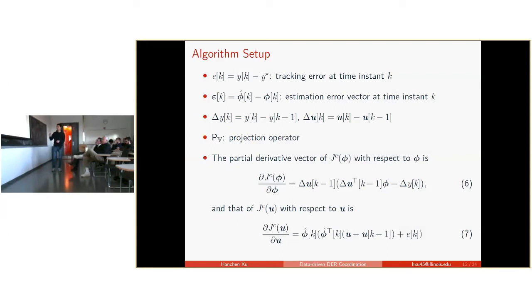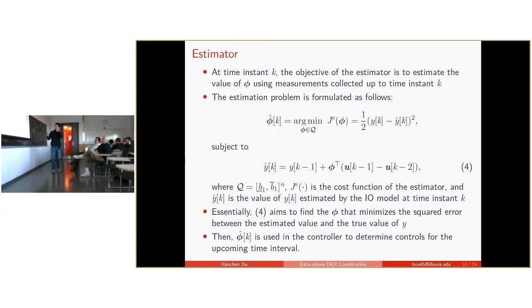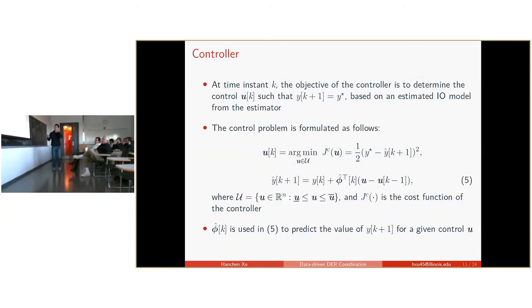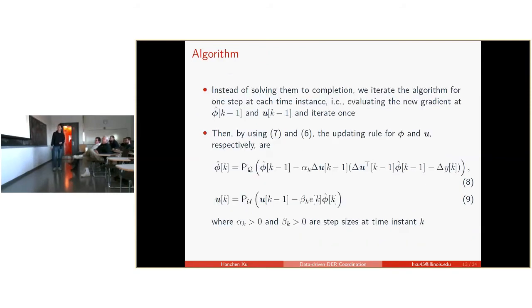Then, we do some preparation work. Be aware that the cost functions J_E, the cost of the estimator, and J_C, the cost of the controller, are partial derivatives with respect to the variables, like in this form. And then we can propose the algorithms.